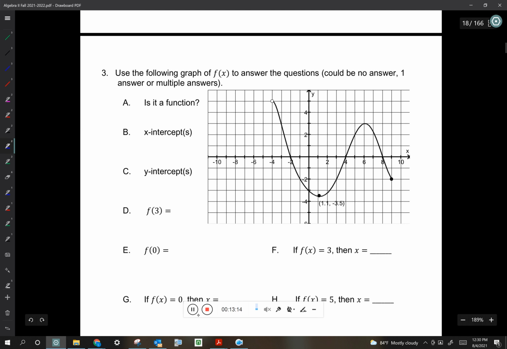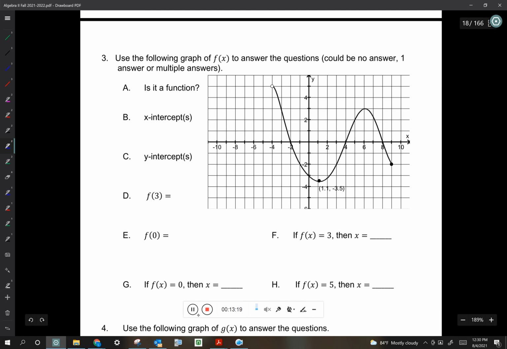All right, so look at number 3. So this is a graph of f of x. And notice what I've put up here in the directions.